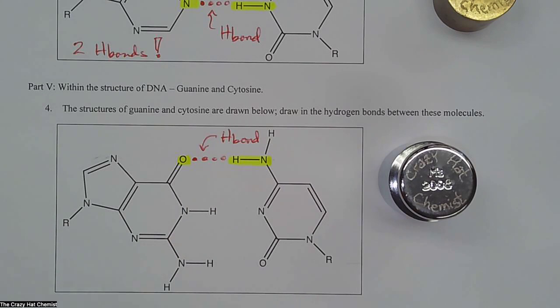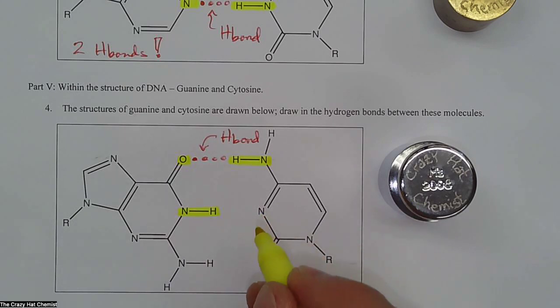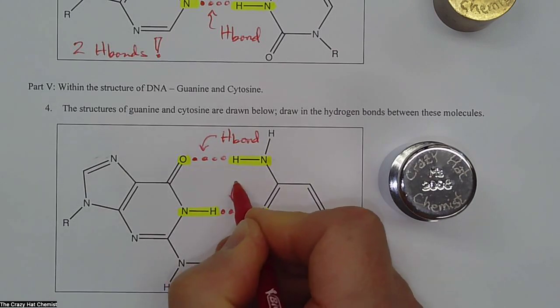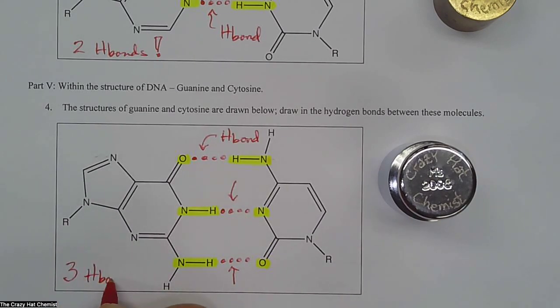Can we identify another one? Yes, we can. That is a polar covalently bound hydrogen that will hydrogen bond to an electronegative element on another molecule. That is also a hydrogen bond. Bingo. Right there. An electronegative element will be attracted via a dipole-dipole interaction with a polar covalently bound hydrogen on another molecule. That's correct. That is another hydrogen bond right there. So how many hydrogen bonds are there in the structure of DNA between guanine and cytosine? 3 hydrogen bonds. Okay.